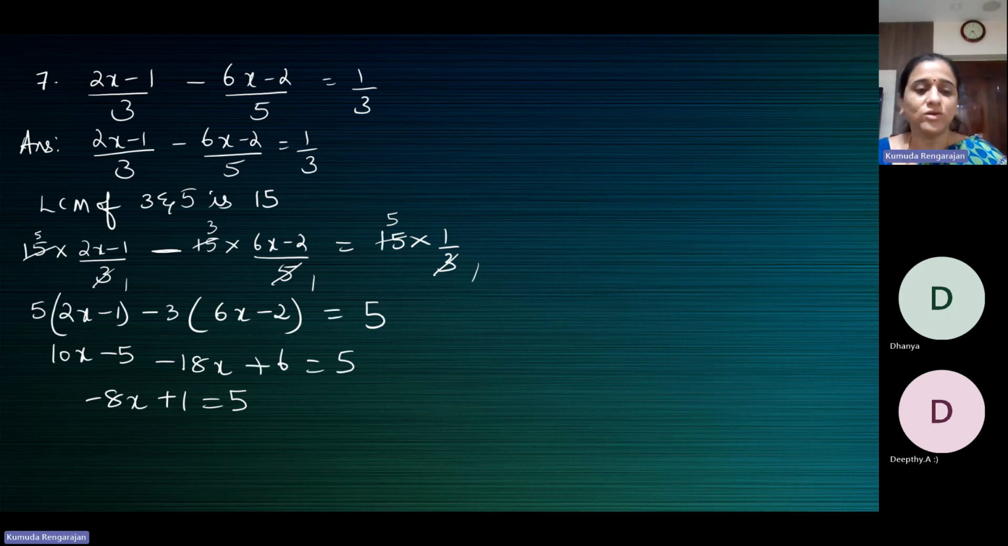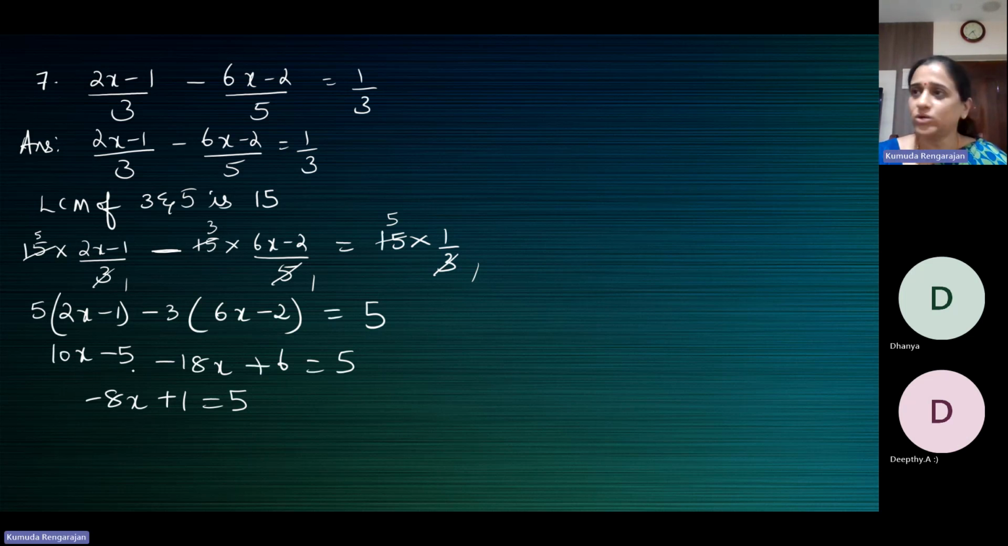Here you'll have to collect the like terms. 10x and minus 18x, they are like terms. You can multiply anything. See here, 5 into 2x. 5 and 2x are not like terms, but you can multiply them. But when you have to add or subtract, you can do that only with like terms.